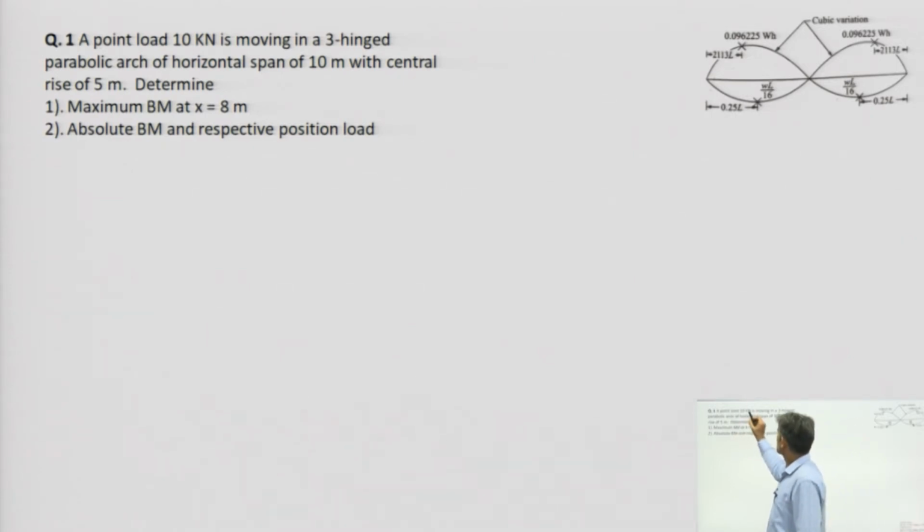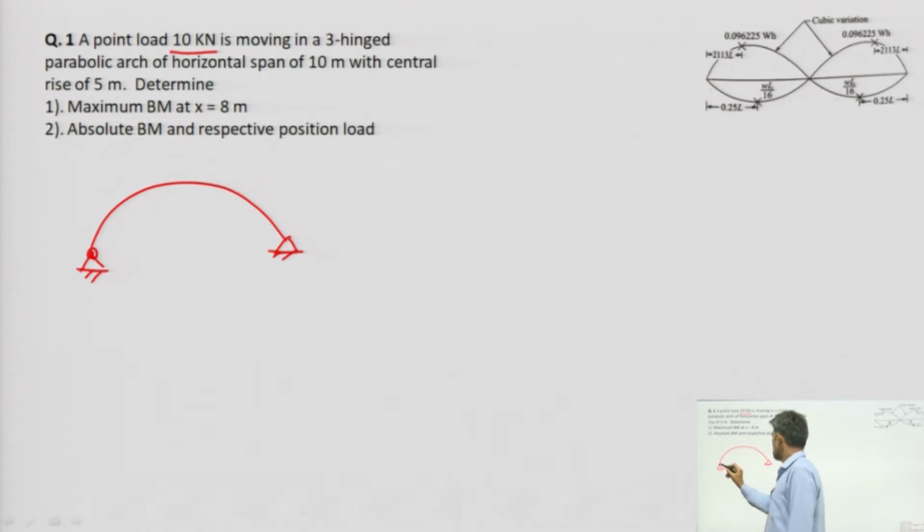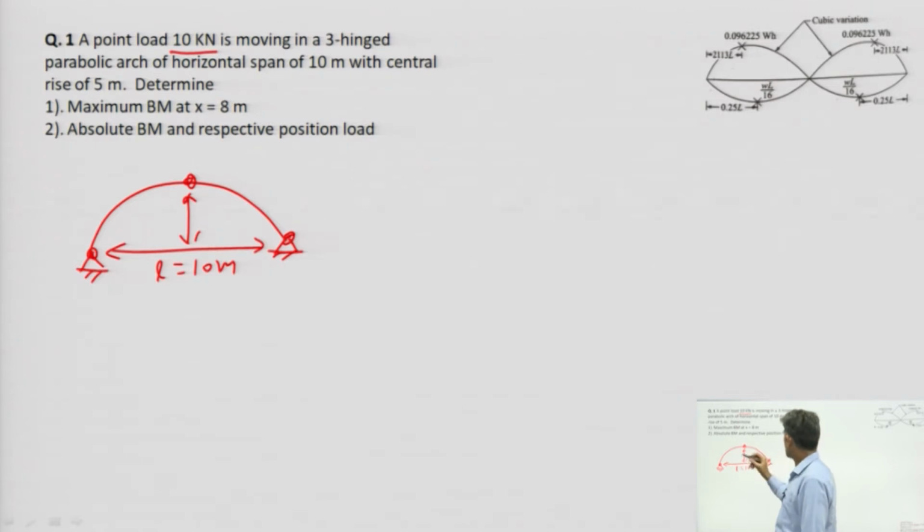a point load of 10 kilonewton is moving in a 3 hinge parabolic arch. Okay. We have a 3 hinged parabolic arch, and the horizontal distance L is equal to 10 meter, and the rise is 5 meter.